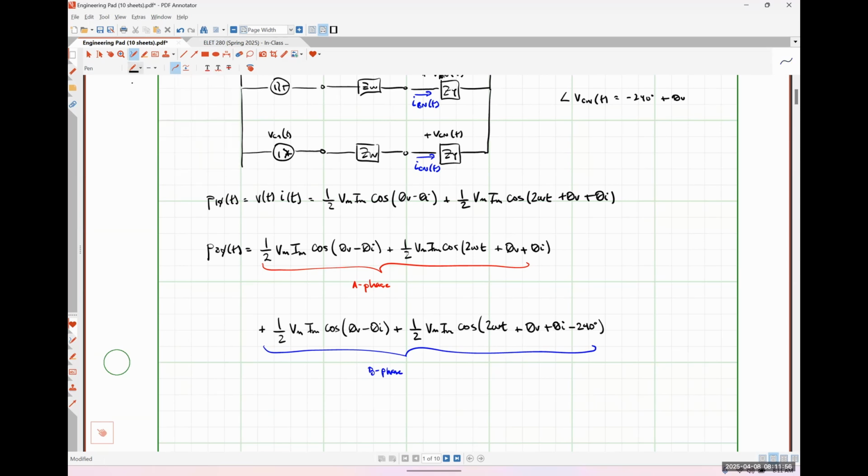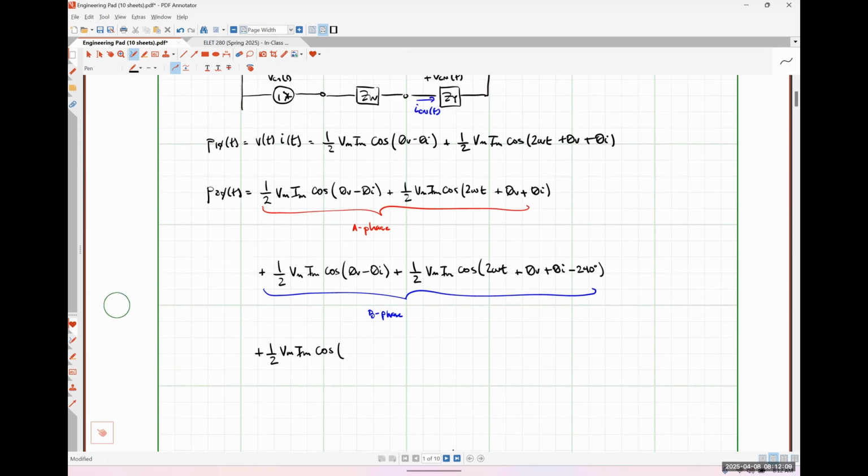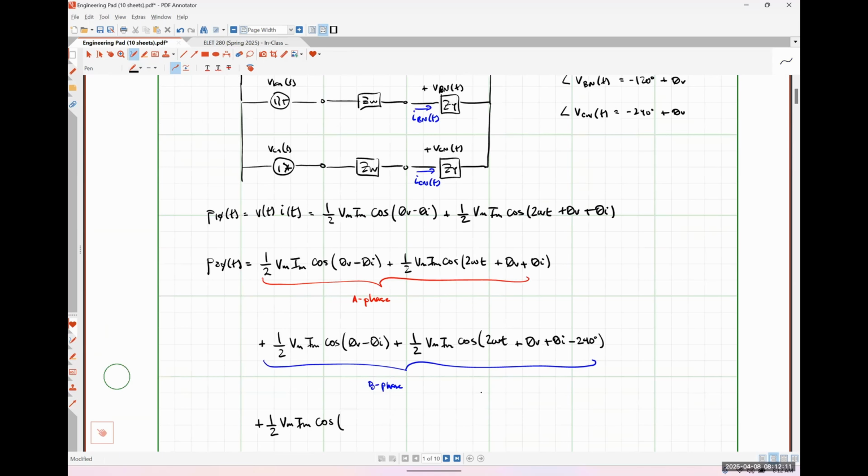And then lastly, I'm going to have to take into account what's going on in my C phase. So I'll do that down here. So I'd have 1/2 Vm Im cosine theta v minus theta I, where theta v is this guy right here. Theta I is the same thing, except that I'm replacing the theta v with the theta I. And so I'm going to have minus 240 minus negative 240. And once again, those guys are going to cancel each other out.